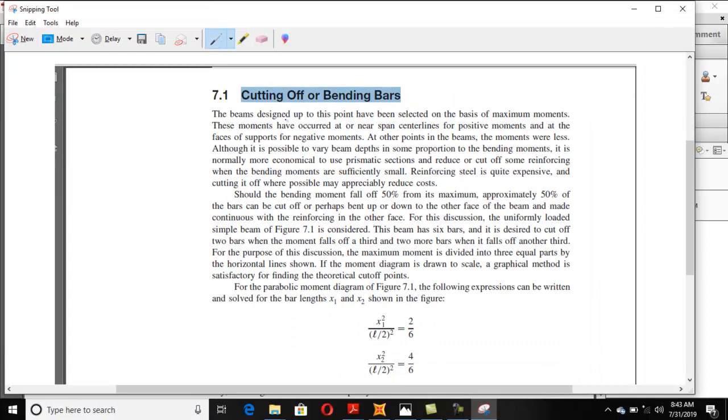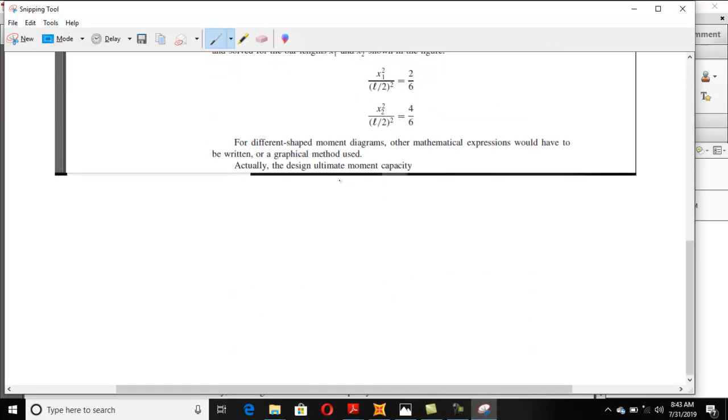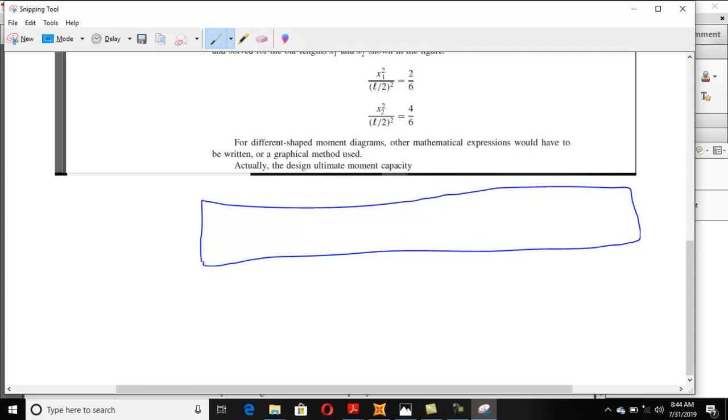In almost all types of beams, whenever you read a structural drawing, you will see a continuous beam supported by various columns. Let's say this is a column, and there is also another column. You will see that they provide bars in this region.